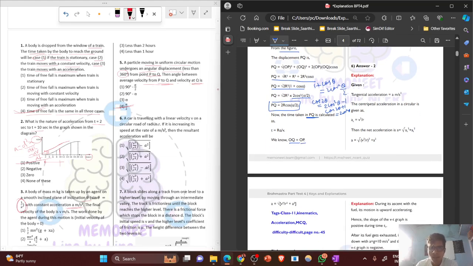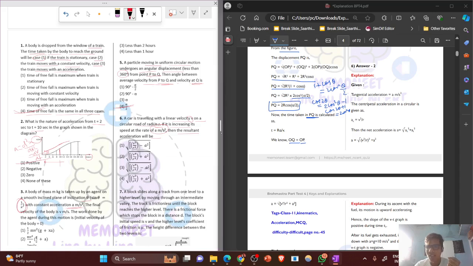Moving ahead, a car is traveling with linear velocity v on a circular road of radius r. If it is increasing its speed at this rate, then what is the resultant acceleration? It is asking about the resultant. If a body is moving in a circular path and has both tangential and centripetal acceleration, then there is a net acceleration.